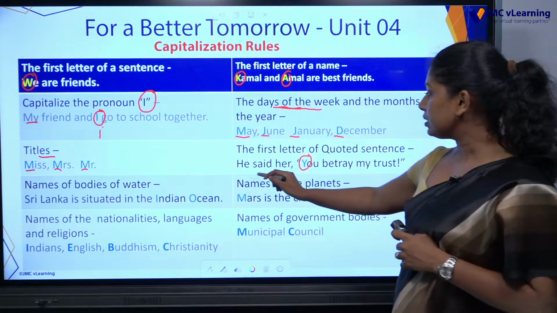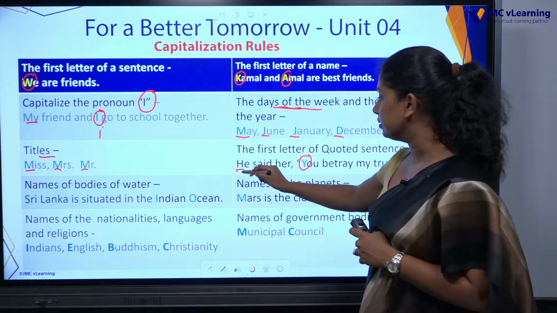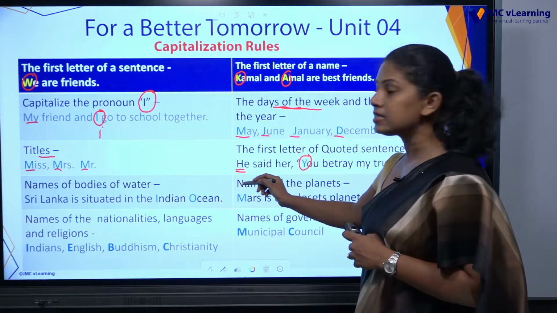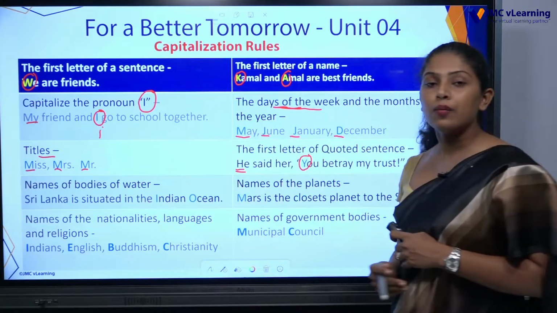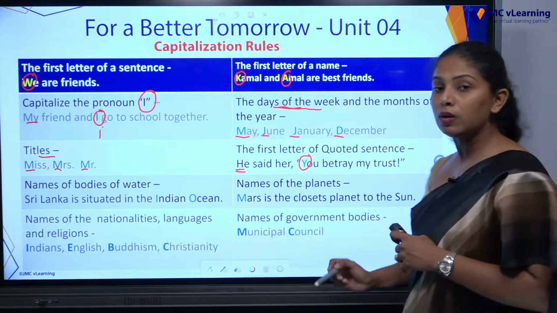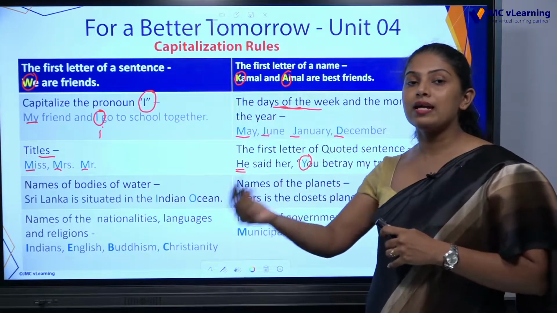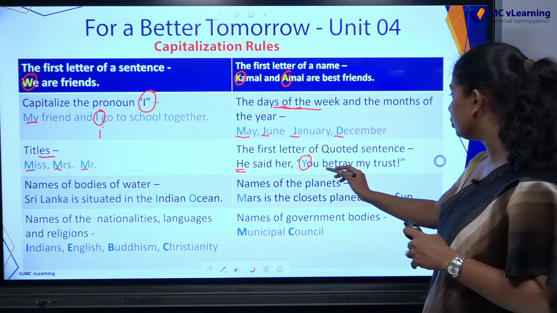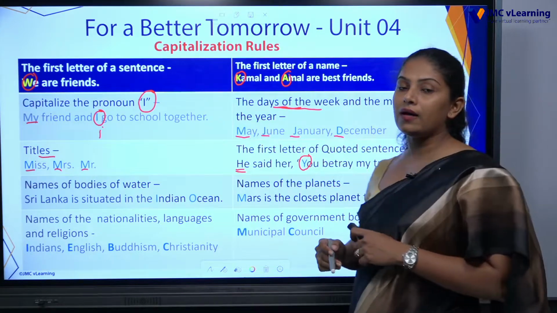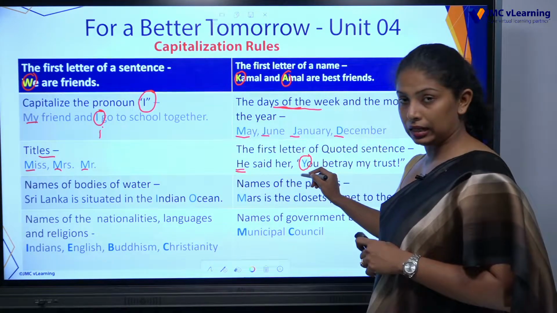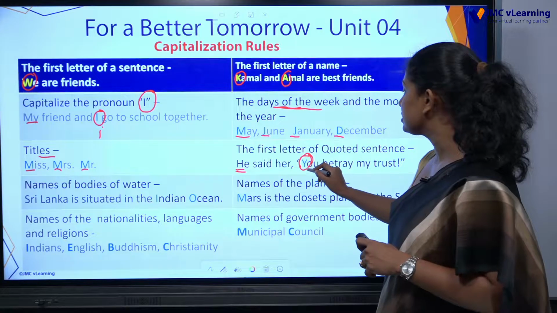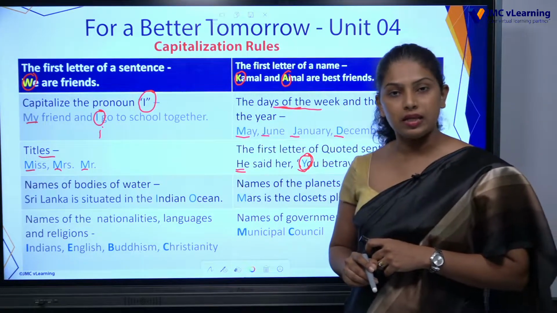You can see now the sentence is started in here. He said her. So, the first letter is He, and we have already written that in capital. But in the middle, I have started a quote. What someone has said, this part, you betray my trust. Even though I have written this in the middle, this is a quoted sentence, so I have to start it using a capital letter.